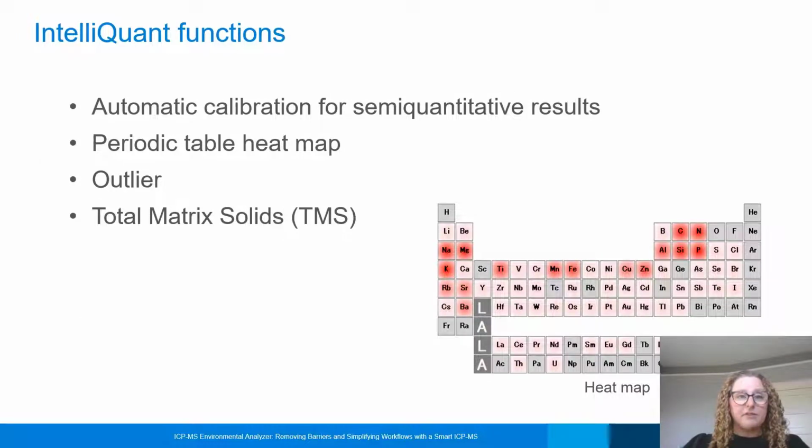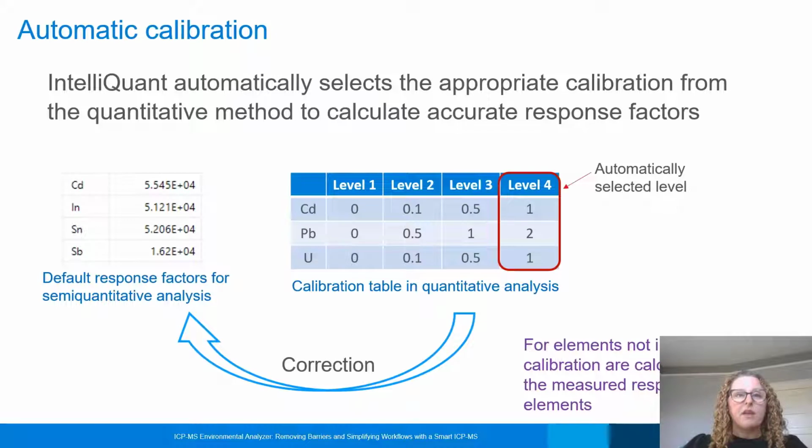So these IntelliQuant functions, again, are automatic calibrations for semi-quantitative results. We can get them in the form of a heat map shown on the bottom right-hand side. We can also get outlier information, and again, this total matrix solids information. Another very nice feature is that IntelliQuant automatically selects the appropriate calibration from the quantitative method to calculate accurate response factors. Before we didn't have this function, so this is a new function for 5.1, and it is definitely useful.